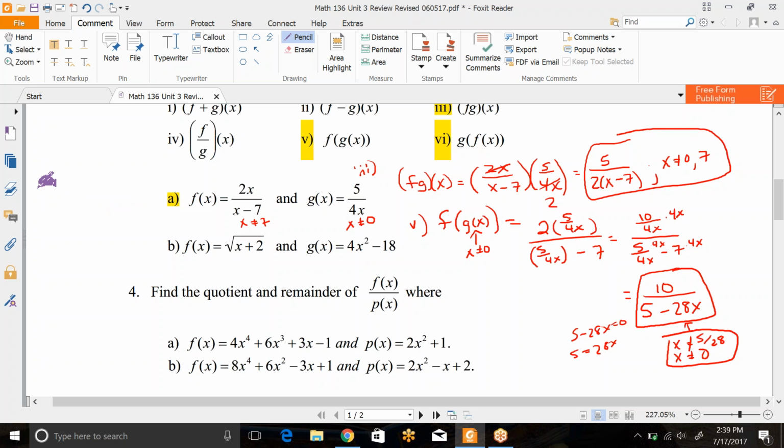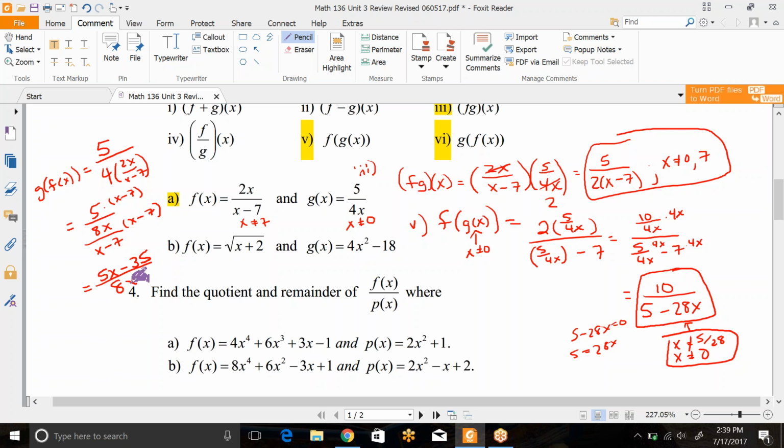For g of f of x, so I'm going to do that one over here. This time we let g be the outside function, so 5 over 4 times blank, and we plug in the f as the inside. So this would be, if I reduce that a little bit, that'd be 5 over 8x, x minus 7, and then multiply top and bottom both by x minus 7 to get rid of the denominator in the bottom. So that would be 5x minus 35 if we distributed over just 8x, or you could just have 5 parentheses x minus 7 over 8x. That would be okay as well.